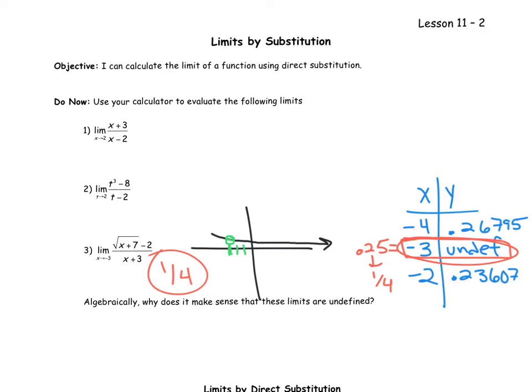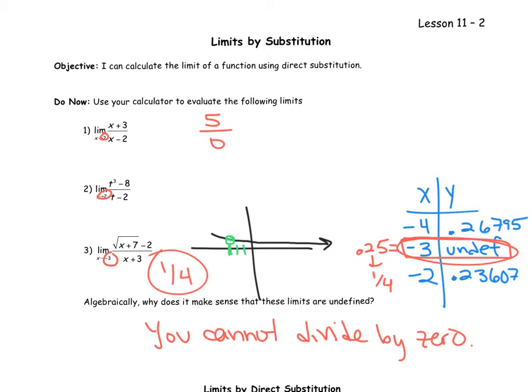All right, so algebraically, why does it make sense that these limits are all undefined? Well, again, if you were to plug all of these in, all of these would be undefined. You can't divide by 0. So if you just plug it in, it's not going to work out, right? If I plugged in 2 here, I'd have 5/0. If I plugged in 2 here, I would have 0/0. And then if we plugged in -3 here, I would have 0/0 again. So all situations that cannot occur.